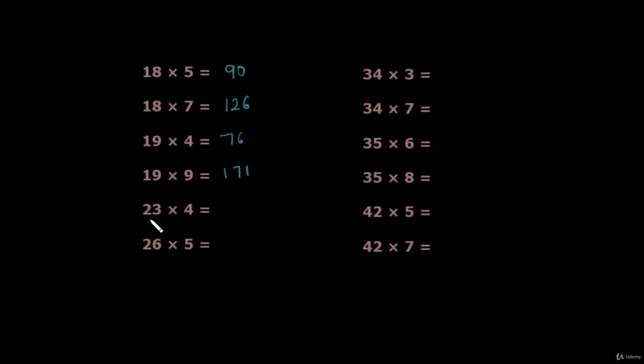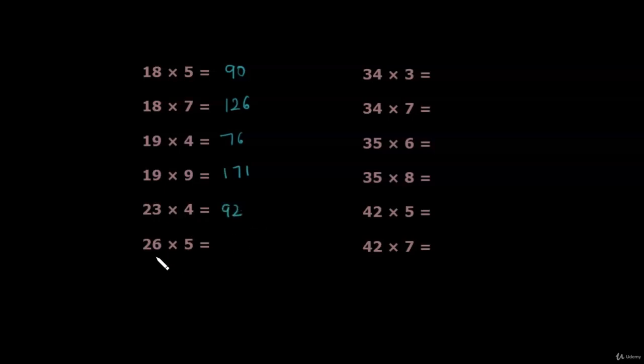Now 4 times 2, but this is 20. The place value of this 2 is 20. So 4 times 20 is 80. 80 in brain and 4 times 3 is 12. 80 plus 12, that is 92.